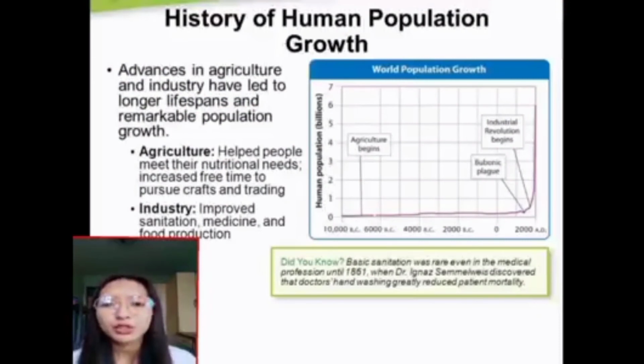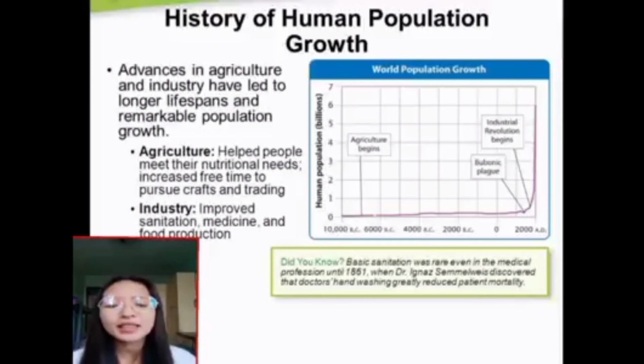Advance in agriculture and industry have led to longer lifespans and remarkable population growth. Agriculture helps people meet their nutritional needs, increase free time to pursue crops and trading. Industry improves sanitation, medicine, and food production.